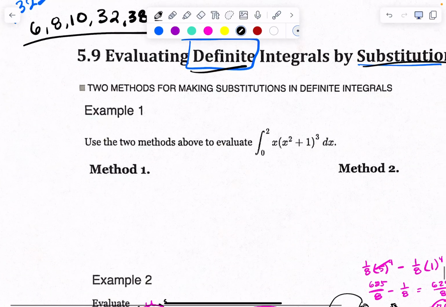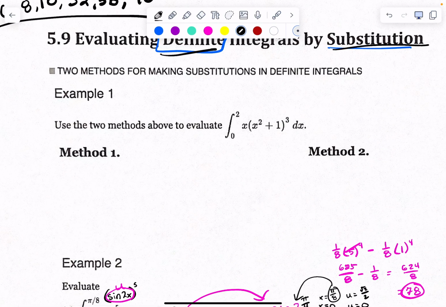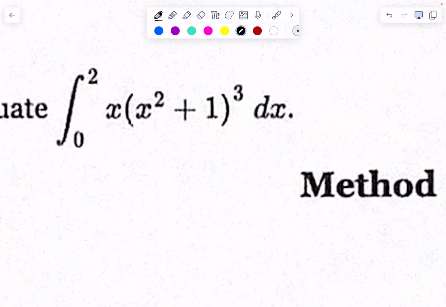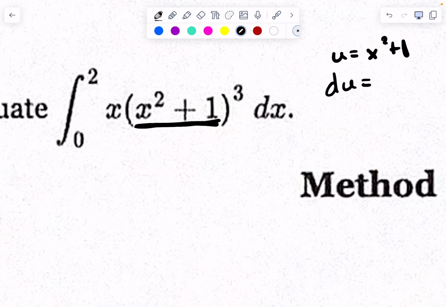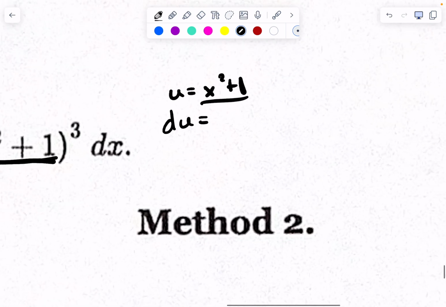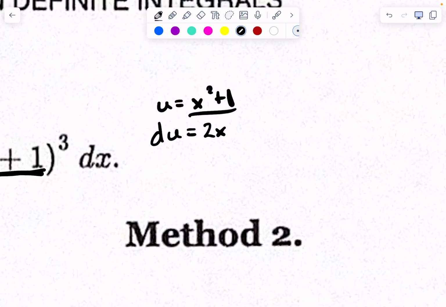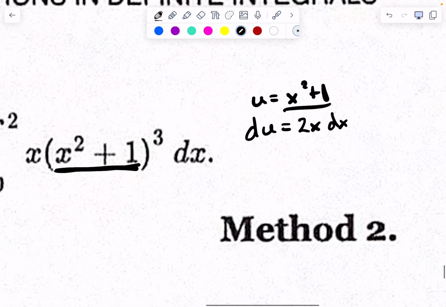Okay, Josie, here's how this works. We're doing substitution. You just keep doing what you're thinking. Method 1, method 2, we're doing substitution and we're solving this stuff. Substitution, we want to pick the stuff to set equal to u that is on the inside. So we've got x squared plus 1. That's my inside piece. And then du is the derivative of this stuff. So du for that will be 2x dx, and the derivative of 1 goes away.